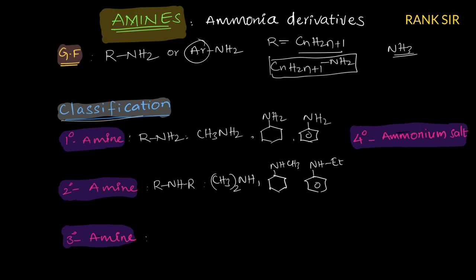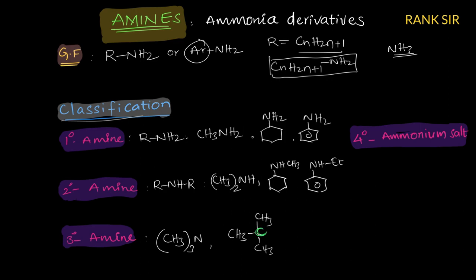Then tertiary amine meaning what is that? CH3, how many times? Three times. And all hydrogens are replaced. But keep in mind, this is CH3, CH3, CH3. This carbon is called a tertiary carbon.